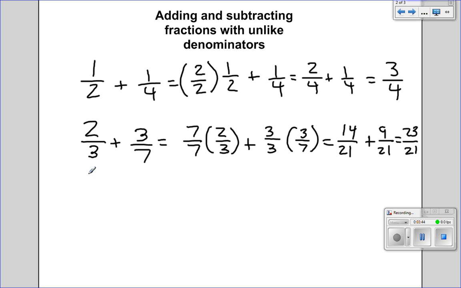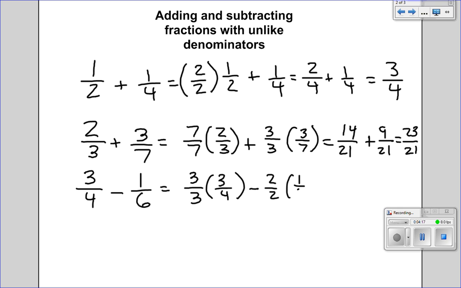Subtracting is a very similar process. Let's say I'm doing 3/4 minus 1 over 6. Now this is an interesting case because if you notice 4 and 6, 4 doesn't go into 6, nor does 6 go into 4, but both 4 and 6 will go into 12. So I'm going to ask myself, what do I need to multiply 4 by to get it to be 12? Well, I need to multiply it by 3. So 3 over 3 times 3 over 4 minus, and then what times 6 gives me 12? Well, 2. So 2 over 2 times 1 over 6.